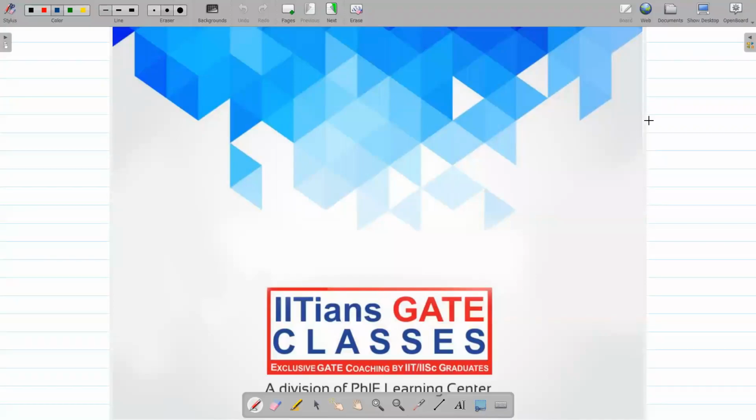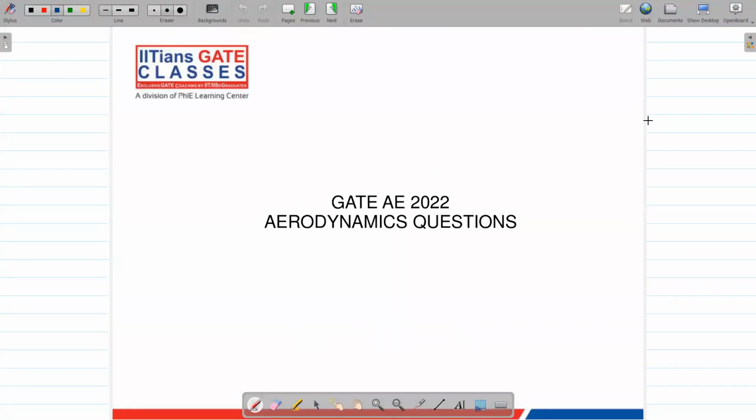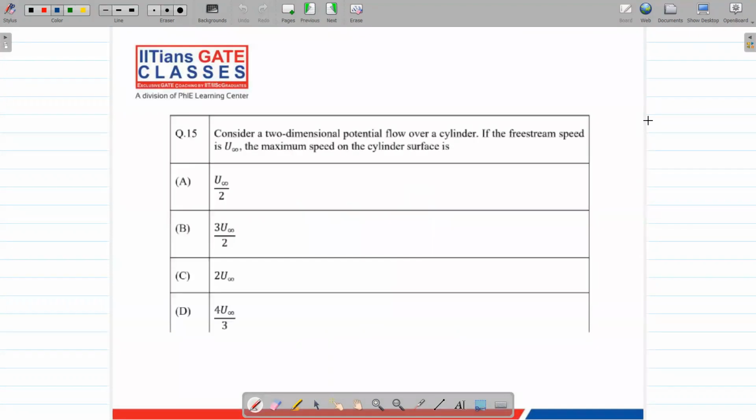Hello, everyone. So, in this discussion, we are going to look at the GATE 2022 problems from the aerodynamics side. There are a few of them, and let's try to look into how to solve them. So, the first question: consider a two-dimensional potential flow over a cylinder. If the free stream speed is u infinity, the maximum speed on the cylinder surface is.